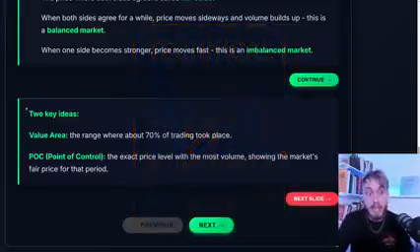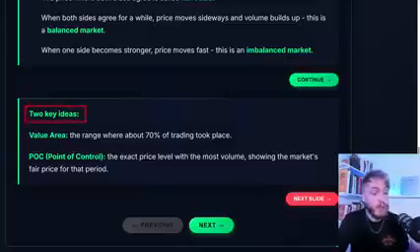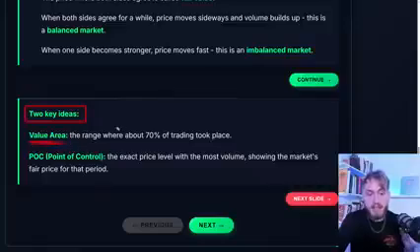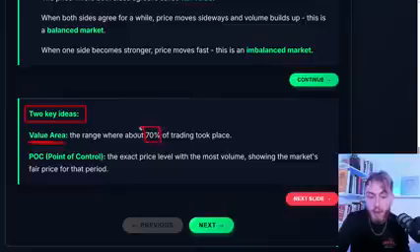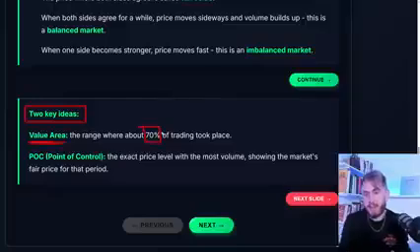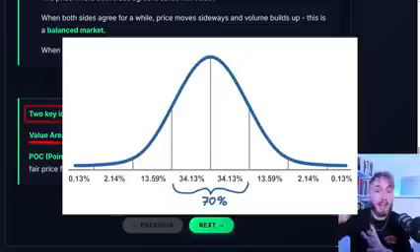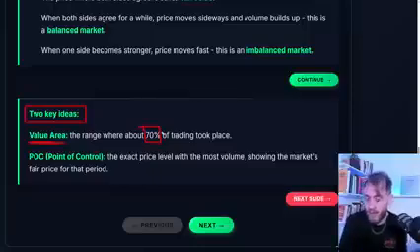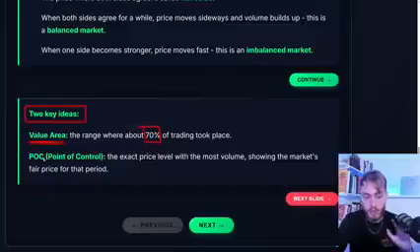For the rest of the course, these two ideas are, first of all, something known as the value area. This right here is the range where about 70% of the trading took place. And this 70% basically comes from, in simple terms, one standard deviation in statistics. You don't really have to worry about where this comes from, but this is a very common percentage that traders use, and you will learn all about it.